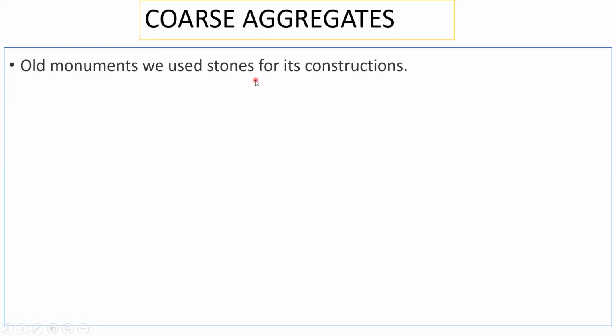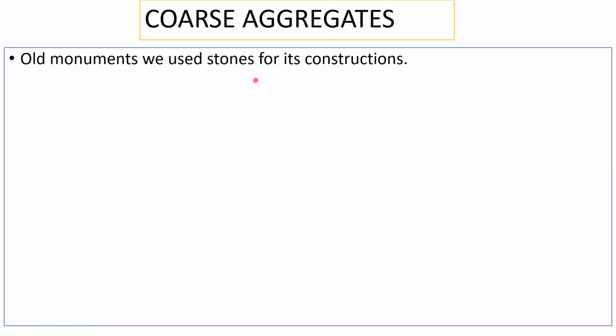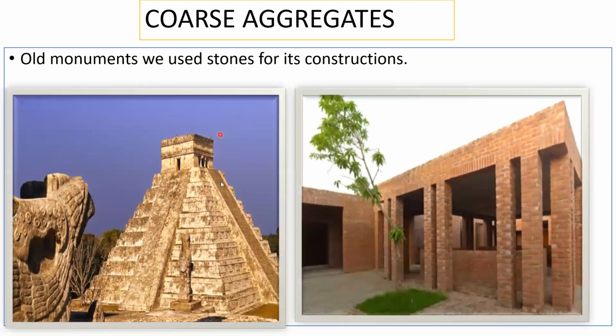Now coming to the main part, the coarse aggregate. In olden days, we had seen a lot of construction, right? What was the kind of construction that we were taking up? We were making use of stone as a building block. You can see here they made use of stone, that is brickwork and all. Here also they made use of stone, right? So in olden days, this was the construction that we were seeing.